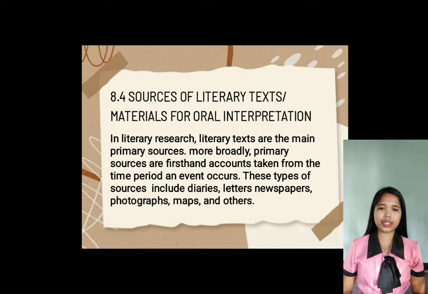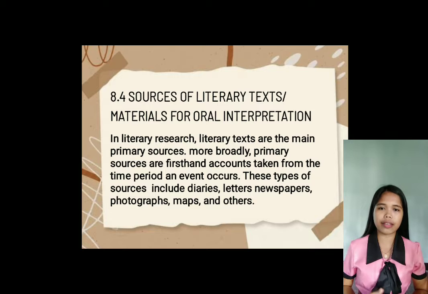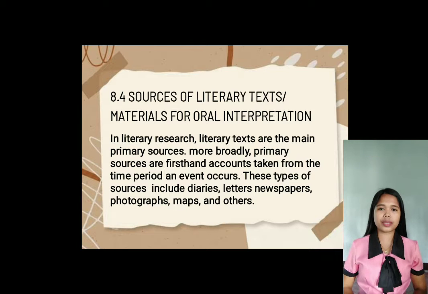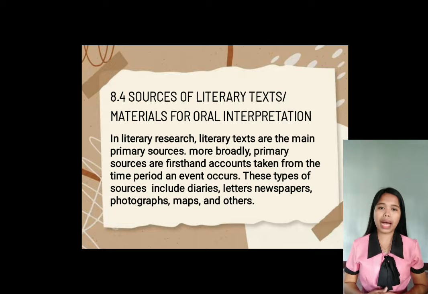In literary research, literary texts are the main primary sources. More broadly, primary sources are first-hand accounts taken from the time period an event occurs. These types of sources include diaries, letters, newspapers, photographs, maps, and others.